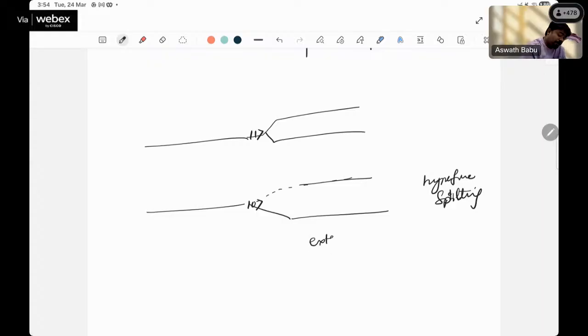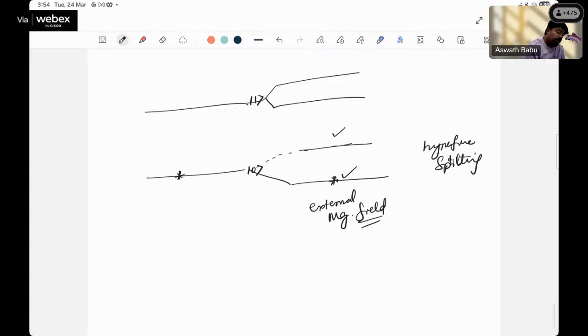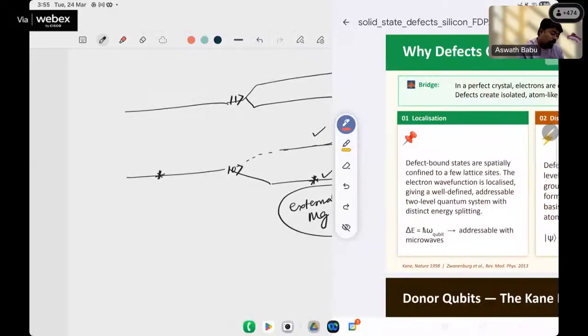So the presence of an external magnetic field creates such a thing. If the electron was in the ground state earlier, the moment the magnetic field is applied, the electron may get occupied either here or there. So this is how we see the involvement of the external magnetic field by creating hyperfine splitting. The controllability of which particular state the electron is placed in is all about the external magnetic field.